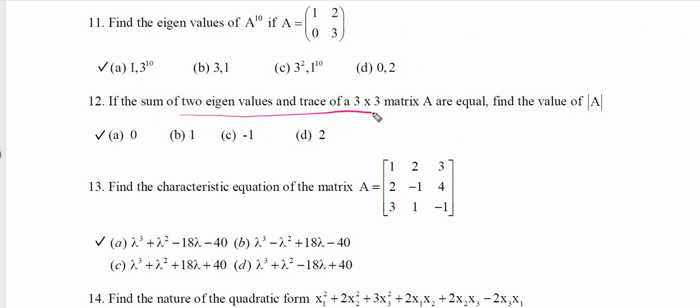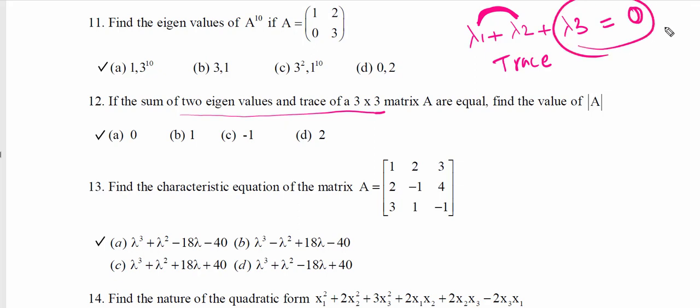If the sum of two eigenvalues and the trace of a 3 cross 3 matrix are equal, find the determinant value. What they are giving here is the sum of two eigenvalues, lambda 1 and lambda 2. The trace of a 3 cross 3 matrix is lambda 1 plus lambda 2 plus lambda 3. Here the sum of two eigenvalues and the trace are the same, which means lambda 3 is 0 only. Hence lambda 1 plus lambda 2.